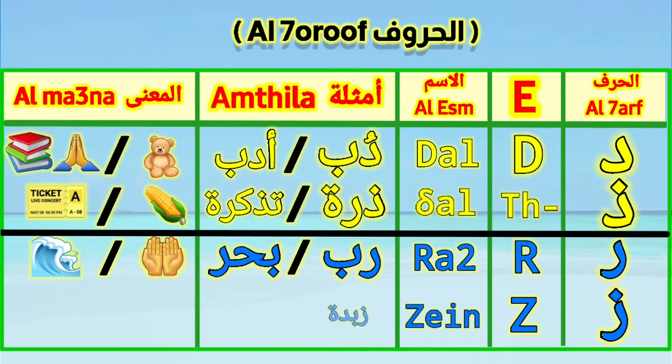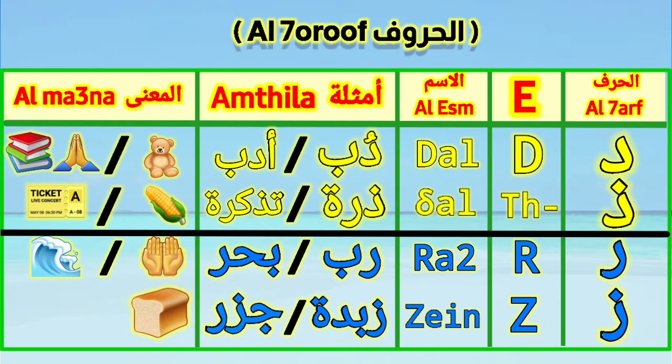Examples for zain, we said زبدة. زبدة means butter, and also جزر, which means carrots. تمام, those were the first four in المجموعة الثانية, the second group.